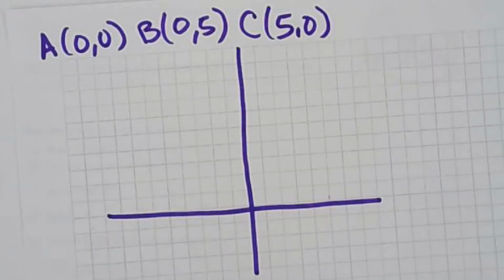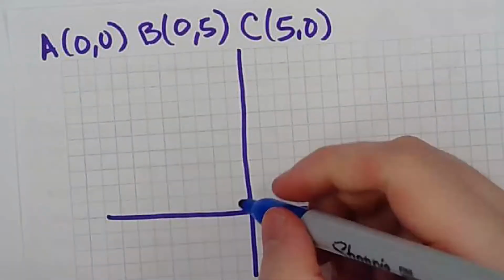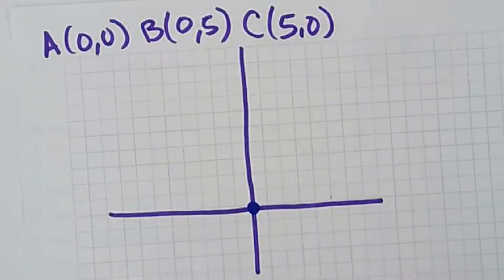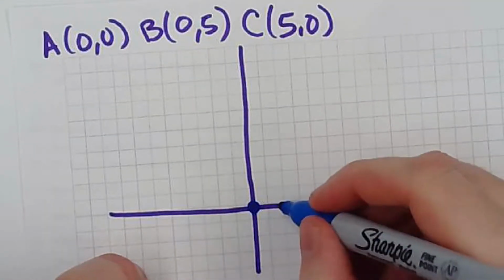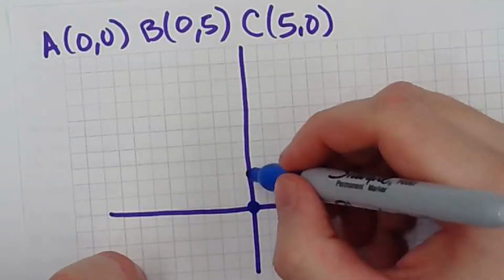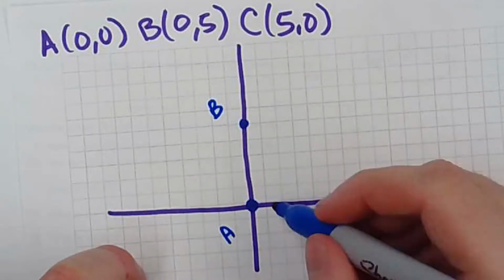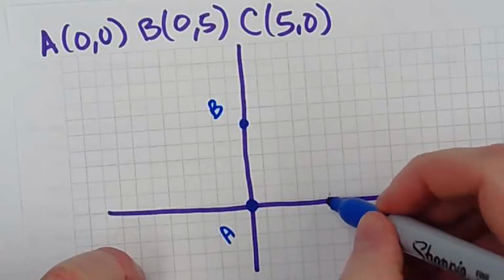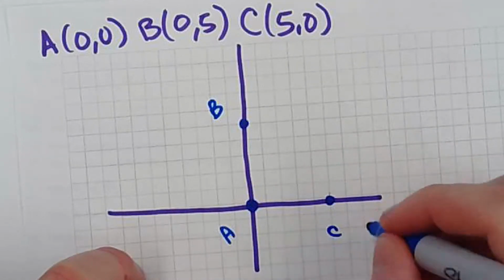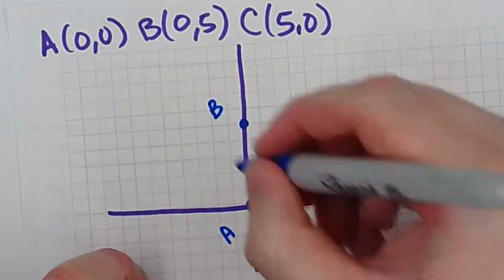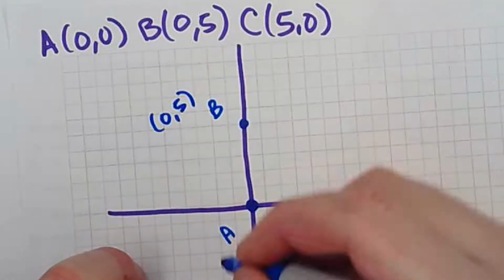So I'm going to plot those points. (0, 0) is A. (0, 5) is B. So 1, 2, 3, 4, 5. That's B. There's A. And C is (5, 0). 1, 2, 3, 4, 5. So this is kind of nice. All of our points are on the axes.